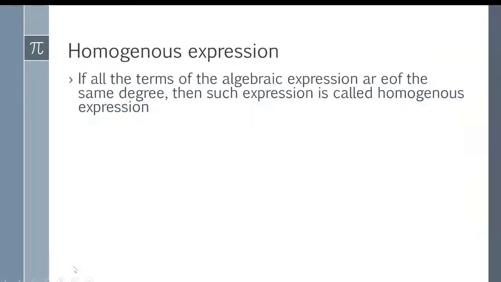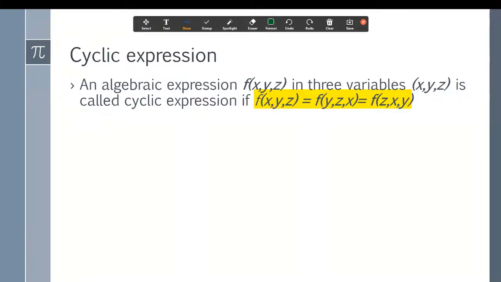Now what is a cyclic expression? Cyclic expressions are algebraic expressions where some conditions are fulfilled. For example, an algebraic expression of a function f(x, y, z), with three variables x, y, and z, is called cyclic if f(x, y, z) is the same as f(y, z, x), which is the same as f(z, x, y).